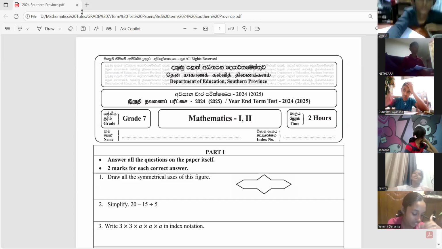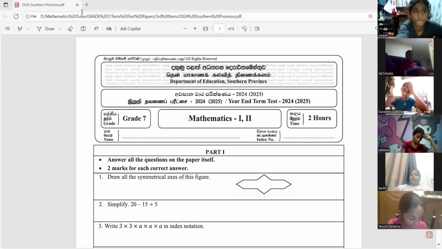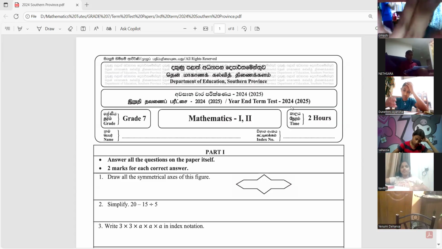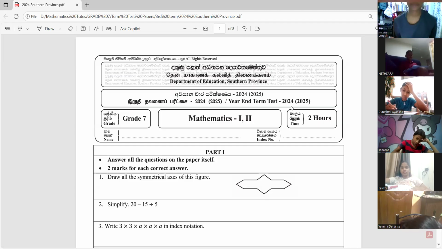Right. First, I'm going to discuss the 2024 Southern Province paper, last year's third term test paper. Right. Then let's go to the first part.